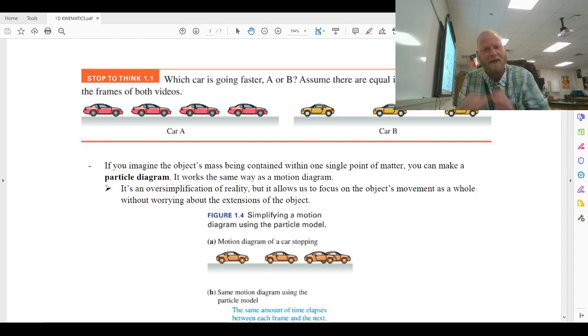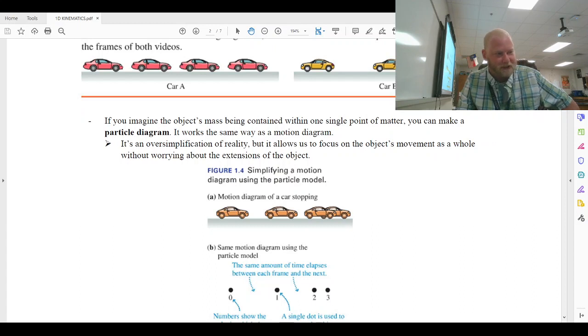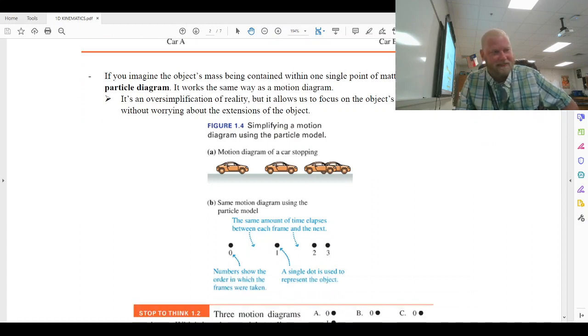a single point. So now, if we were to draw a motion diagram of a car stopping, like we saw earlier, instead of drawing the car 4 different times, we can just represent the car as a single particle. So it makes your life easier. These two diagrams, both the motion diagram of the car stopping and the particle model, both show the exact same thing. They show a car that is slowing down.